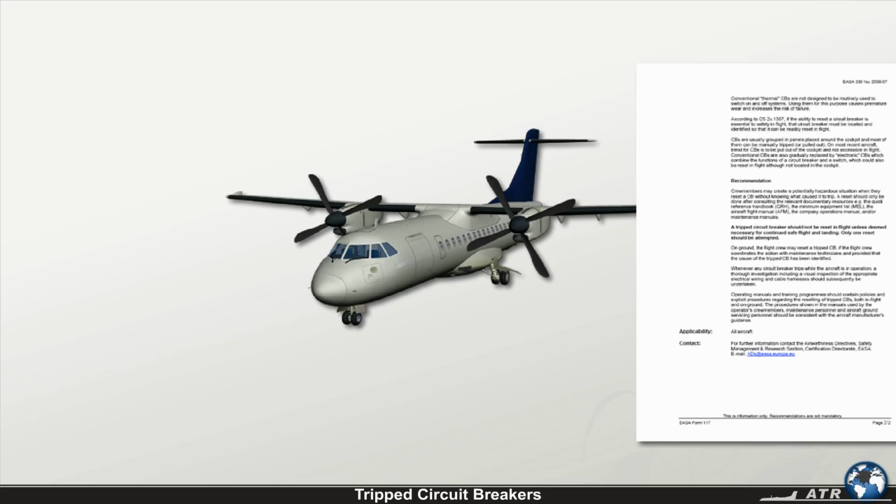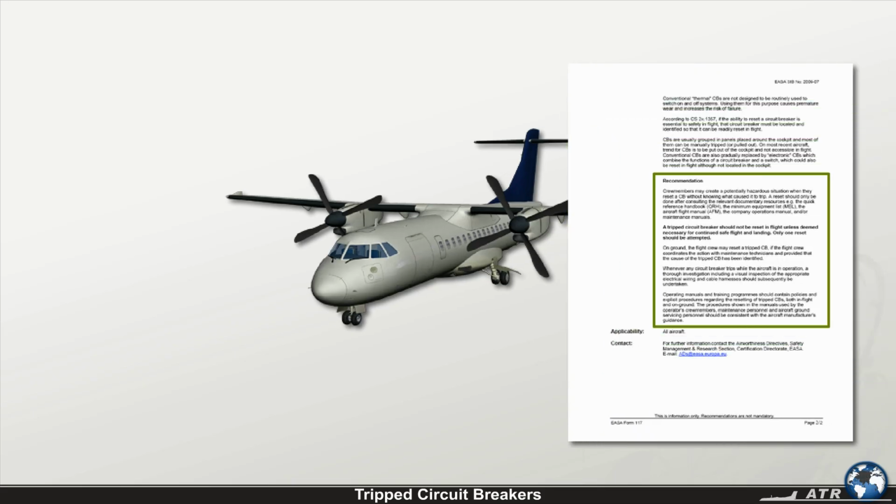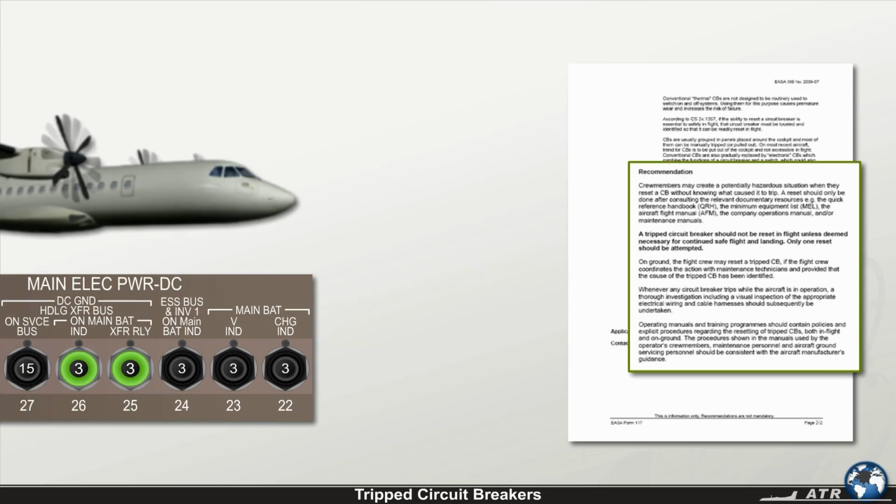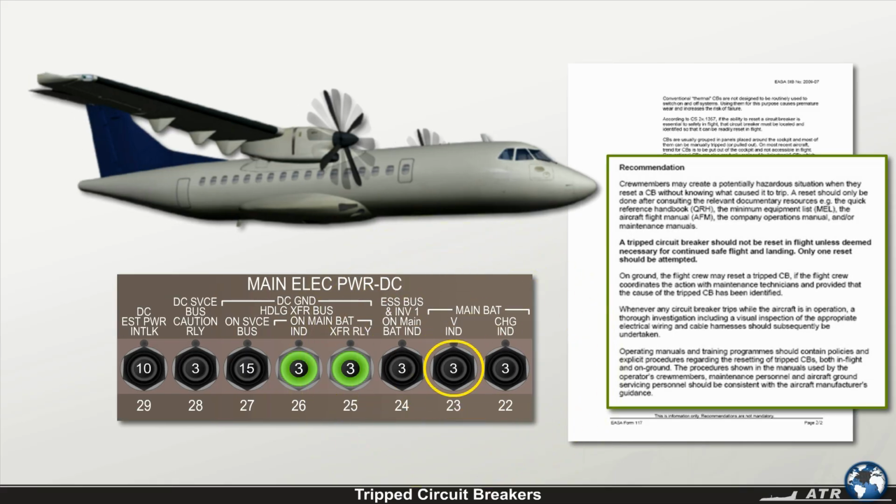Based on experience, the following recommendations were published by EASA in a Safety Information Bulletin and should therefore be applied when a circuit breaker trips. If a circuit breaker trips in flight, it should not be reset by pushing it in again unless the affected system is deemed necessary for the safe continuation of the flight and landing. In any case, the crew should attempt only one reset.